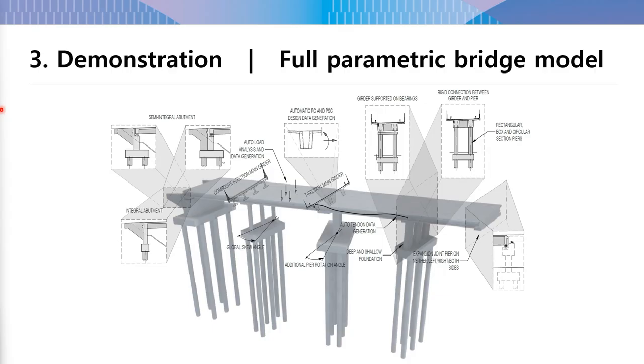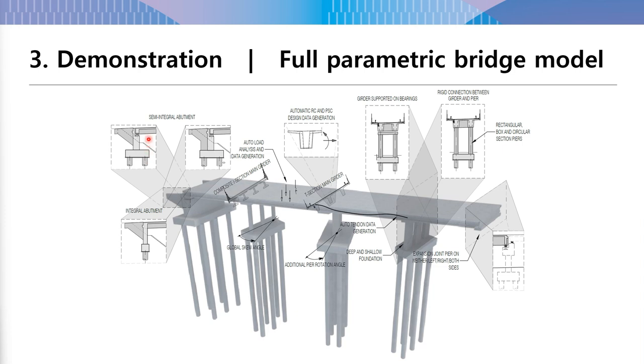Regarding the abutment geometry, there are two main possibilities. The first possibility is to define an integral abutment. An integral abutment will provide a rigid connection with the main girder, and the second possibility is a semi-integral abutment, which provides support to the main girder via bearings. Also, the geometry of the abutment is fully parameterized, both for the wing walls, for the front wall, for the parapet, and for the pile cap as well.